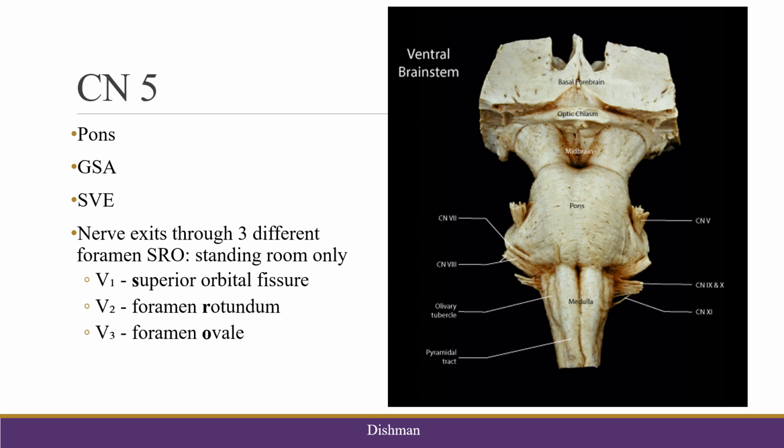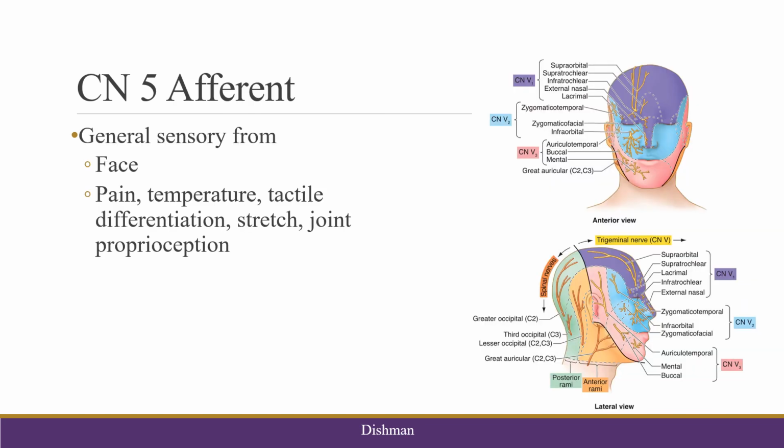Here's a nice picture for you. You can see that big nerve there is cranial nerve 5. That is the trigeminal nerve. We'll see that in lab again. It's coming off of the pons. It's a GSA and an SVE, and the nerve exits through those different foramina, that standing room only.